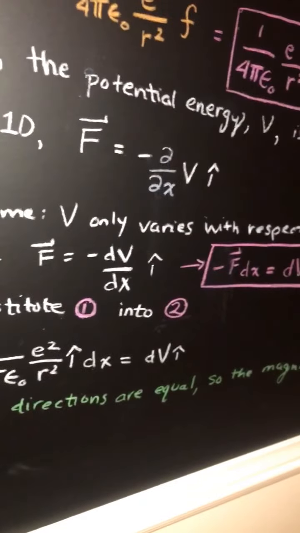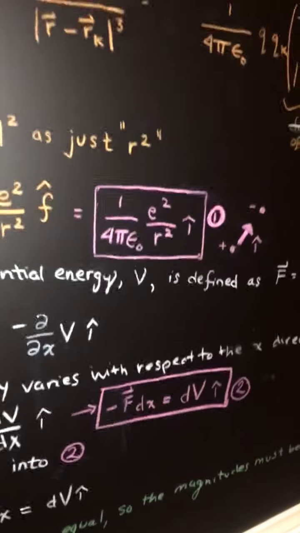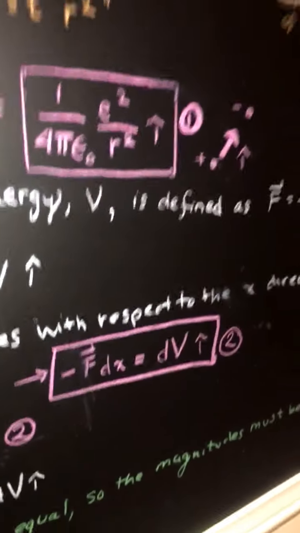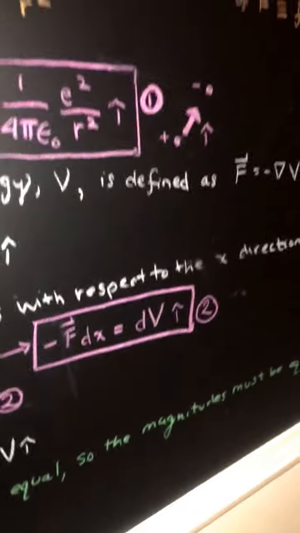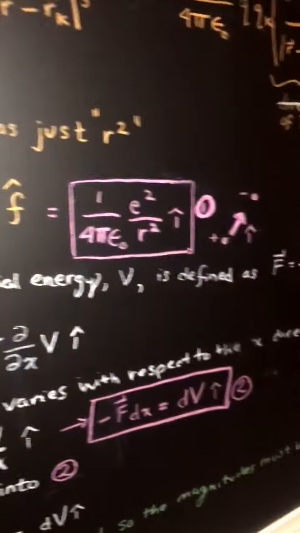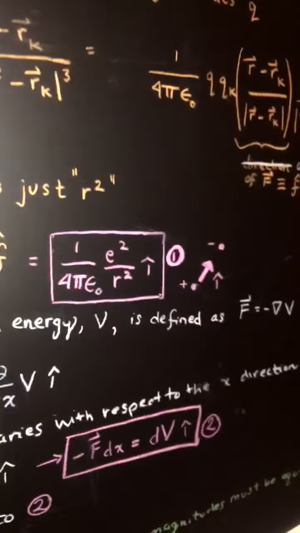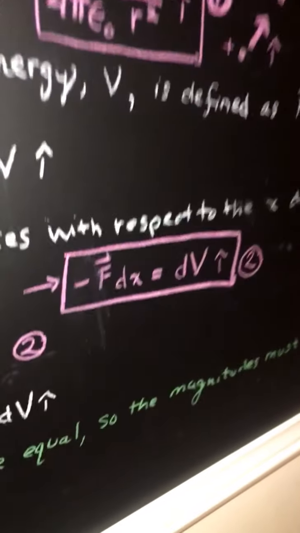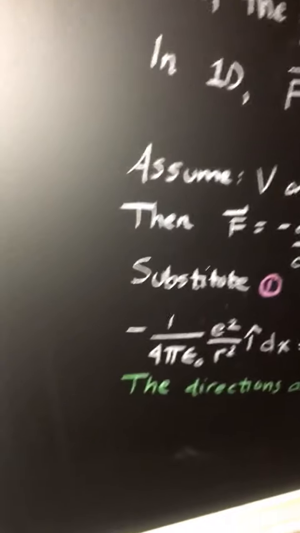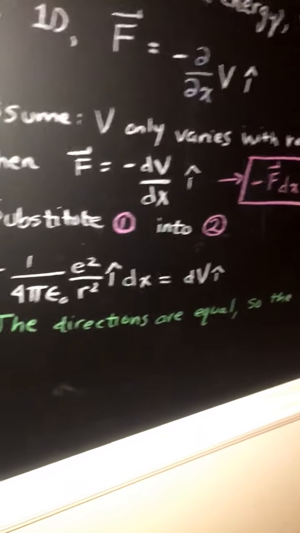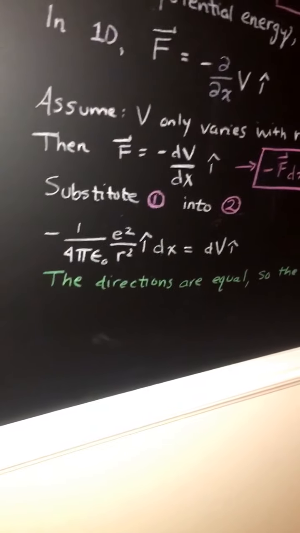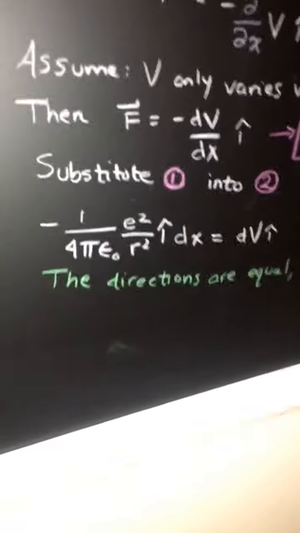So we substitute 1 into 2 first, because even if we integrated this, we wouldn't get very far. We kind of need some variables in here. So since we already know the force, conveniently, we can substitute that force into this expression, and we get this equation here. Whoa, look at that. There are i's on both sides of the equation. That's awesome.